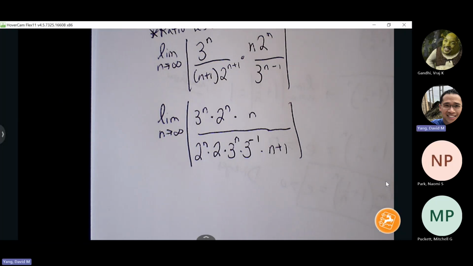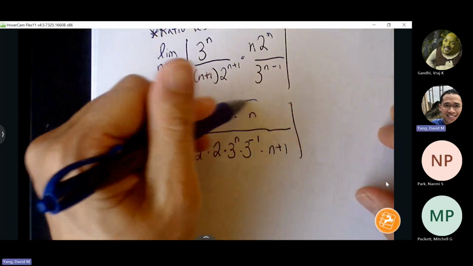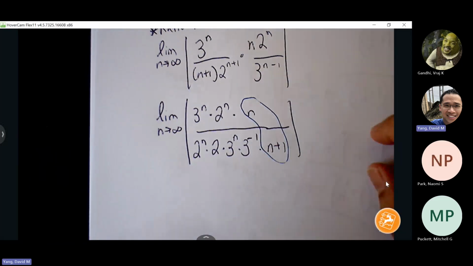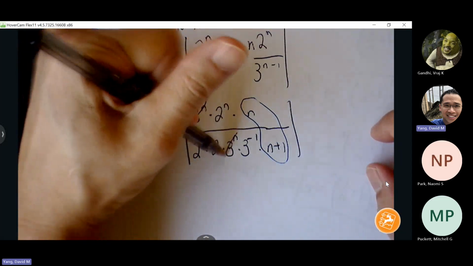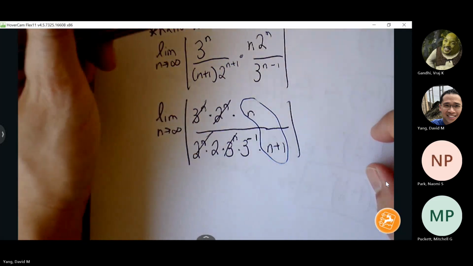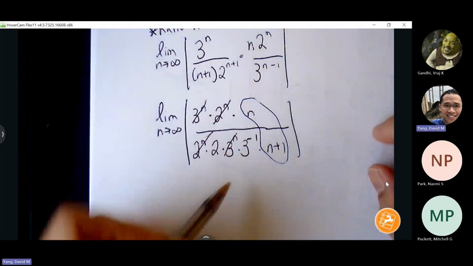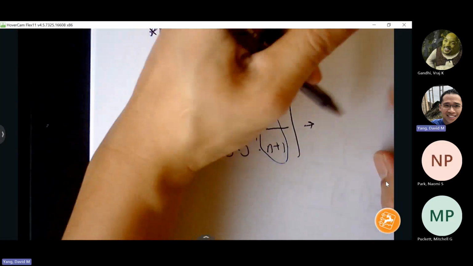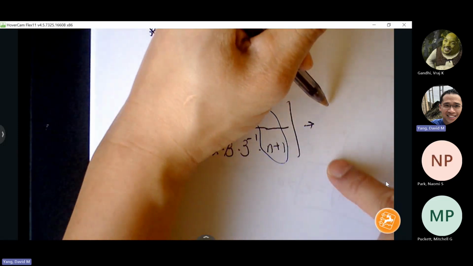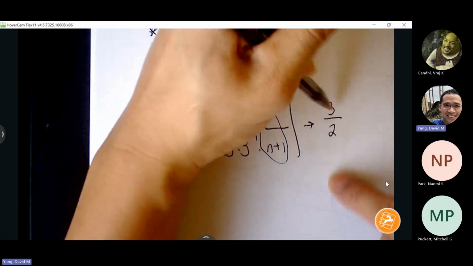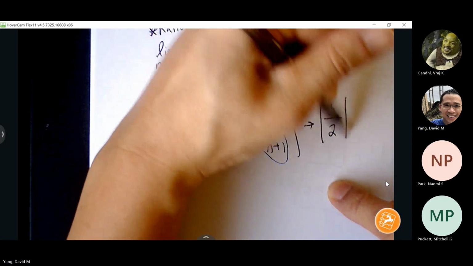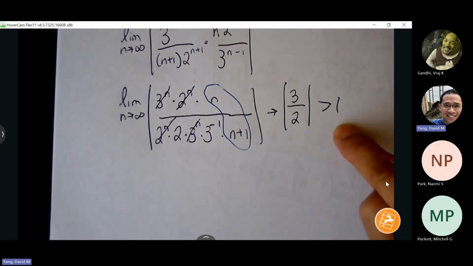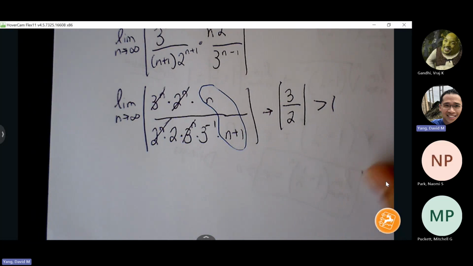Okay, I'm going to clean some things up. I know that n over n plus 1 is just going to become 1 since n approaches infinity, so that goes away. This goes away. This goes away. So I have 2 times 3 to the negative 1 here. If I move that 3 up to the top, that's the same thing as 3 to the first power above. So I have 3 over 2, and 3 over 2 is greater than 1. So the condition for the ratio test is if my result is greater than 1, I can say that my series diverges.